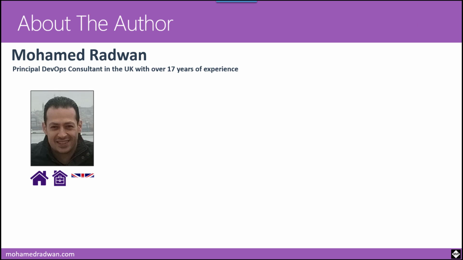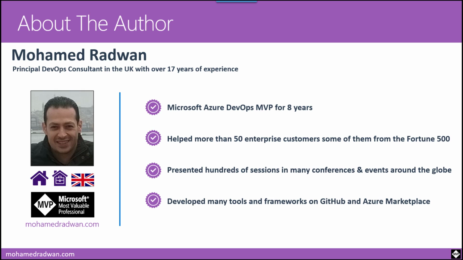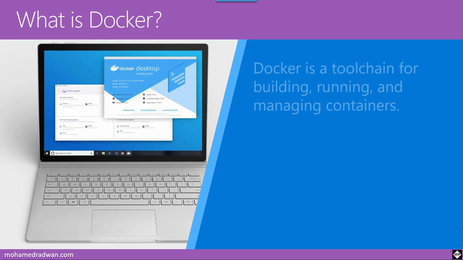Before we start, let me give you a quick introduction about myself. My name is Mohamed Radwan. I'm a developer technologies MVP and principal DevOps consultant. I have been doing software development for more than 17 years now. I worked on several projects for different enterprise customers across different regions and countries. For more info about me, you can review Lesson 1 in Module 1.